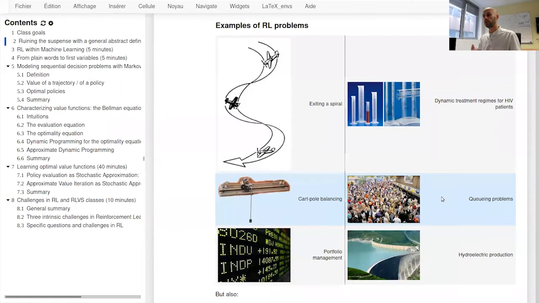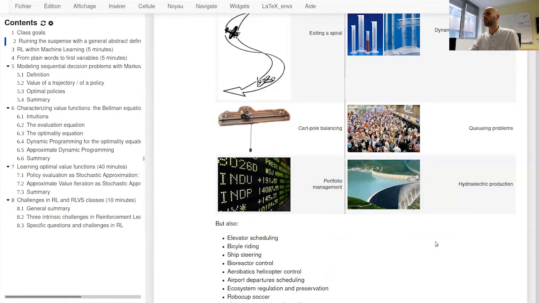Hydroelectric production, where you decide on which power plant to actually turn on and off to answer the global electricity demand. All those are problems with a temporal dynamics and the need for a control policy to actually input commands to the system so that the global system behaves in the way that we desire. So those are generally uncommon examples.